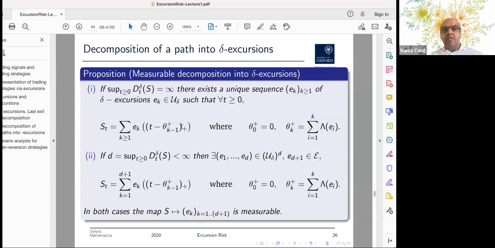So in all cases, there is such a unique decomposition, and in both cases, this decomposition is a measurable map of the path S. There's no extra proof; it's just a reformulation of the previous result, where I distinguish these two cases. The first case corresponds to a recurrent path, which goes between delta and 0 infinitely many times. Any questions about this?